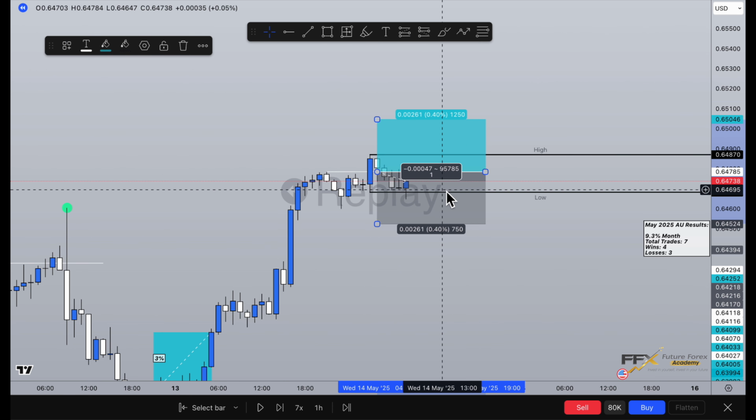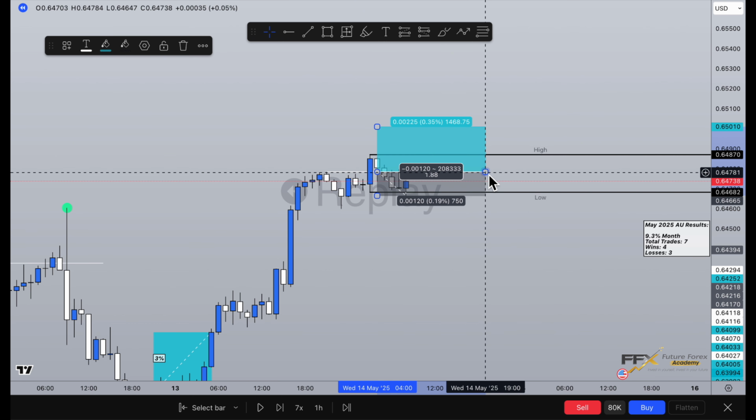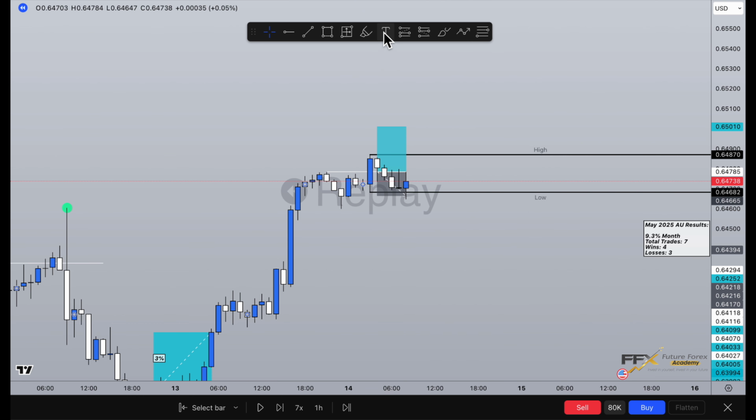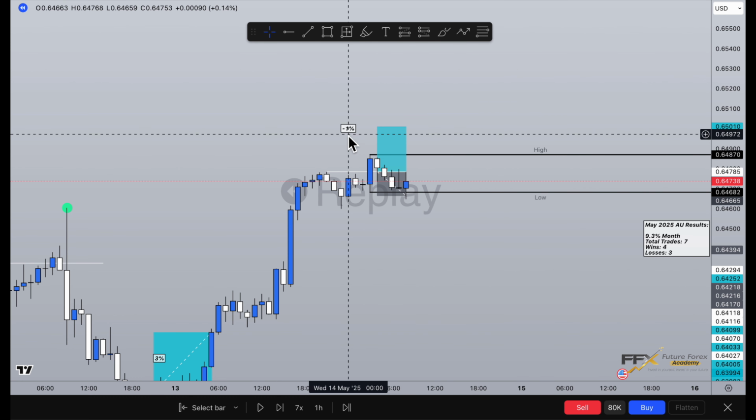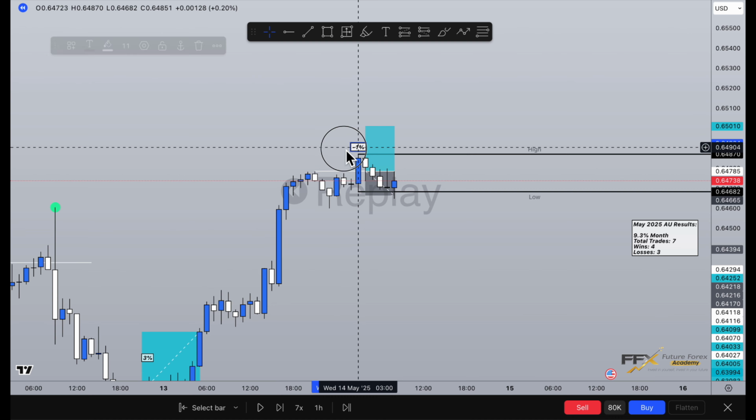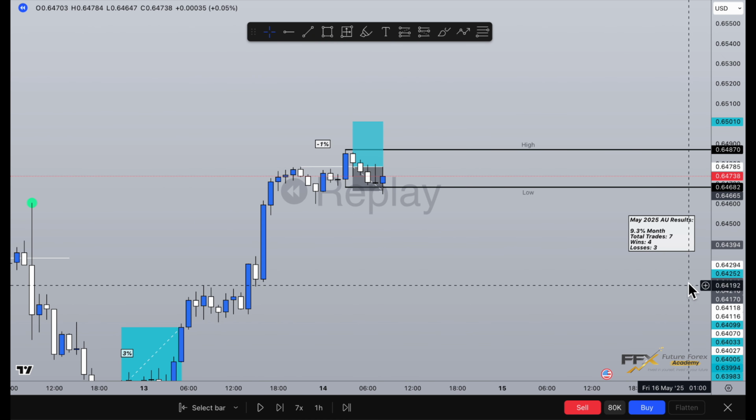I'm just going to leave it there. 12 pips. Let's put it back there. And that was a 1% loss. So as long as you always follow your plan throughout your backtesting, that's the most important.